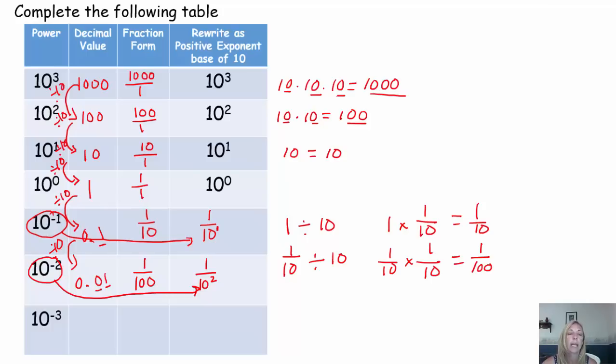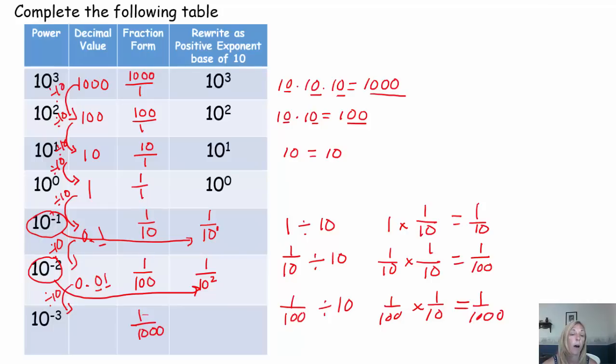So let's look at 10 to the negative 3. Once again, if I follow my pattern and divide by 10, I know that 1/100th divided by 10 is actually 1 over 100 times 1/10, or 1 over 1,000. So that becomes my fraction form. Also notice 1/1000th is written as 0.001, tenths, hundredths, thousandths place.